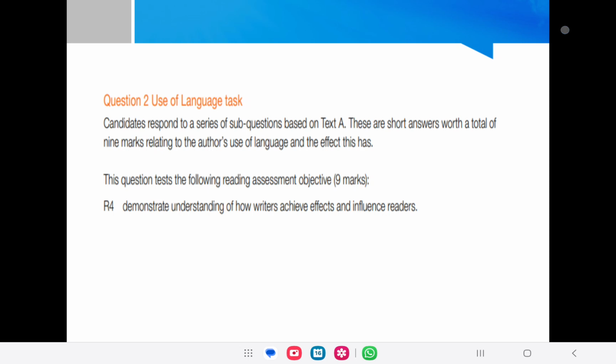This question has 9 marks. And what do we have to show here? Demonstrate understanding of how writers achieve effects and influence readers. We have to understand why the writer is using a certain word in a sentence. If we are talking about figurative language, similes, metaphors, we have to read why the writer is using that kind of language and what kind of impression the writer is trying to create.